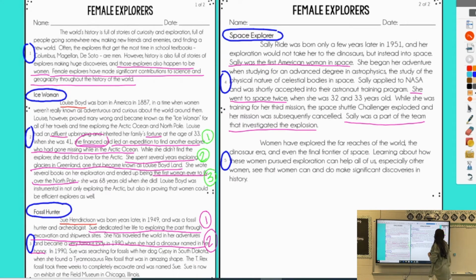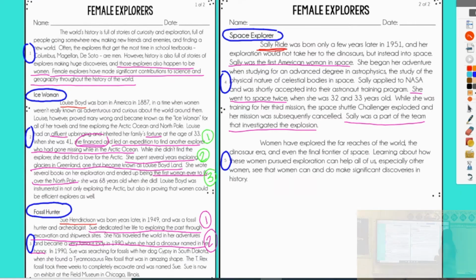Okay, and I'm going to get my red. I'm going to underline Sally Ride because that is her name. This right here is our conclusion sentence. If you notice, we have an introduction sentence that lets us know our topic for our passage. And then we have a conclusion sentence that kind of restates what we just read about, or write about if we're writing.